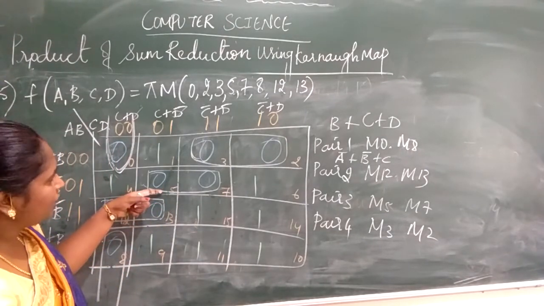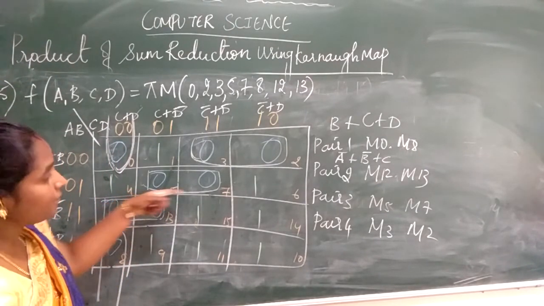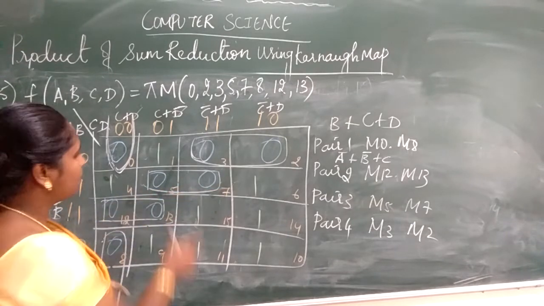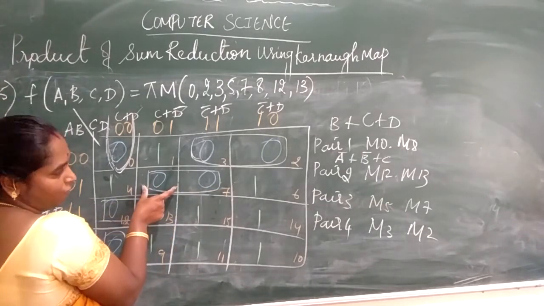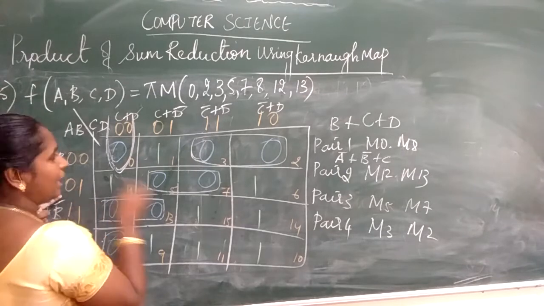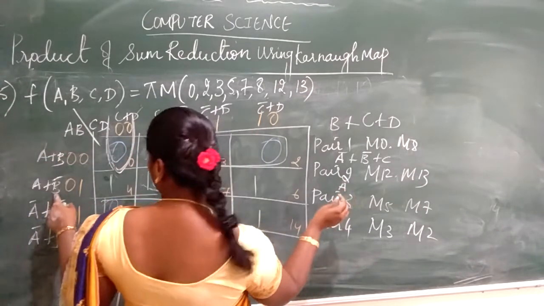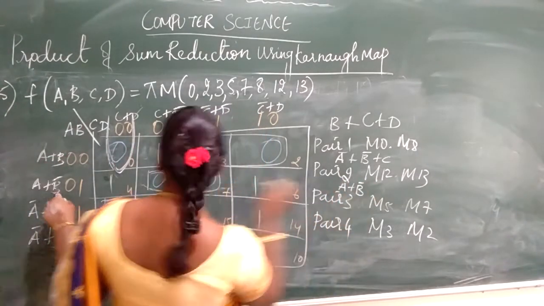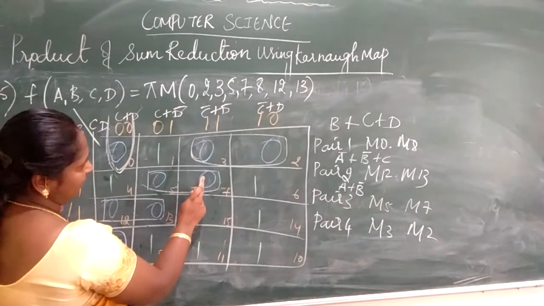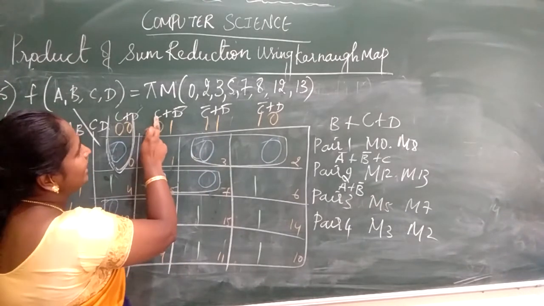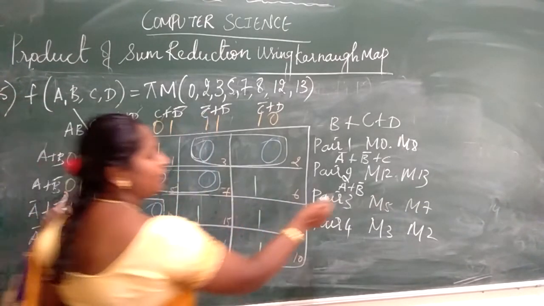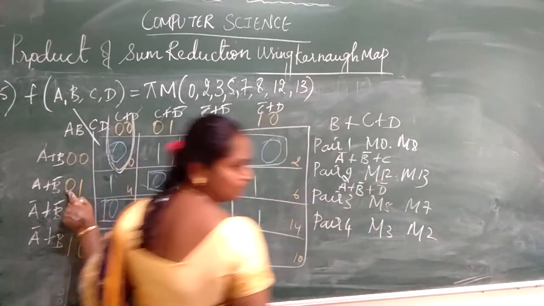My pair 3 is nothing but my M5 and M7. So I am going to take the maximum of M5 and M7. So A plus B, this remains the same. A plus B bar remains the same. Only these two get cancelled, that is your C and C bar get cancelled. The remaining left out is D bar.